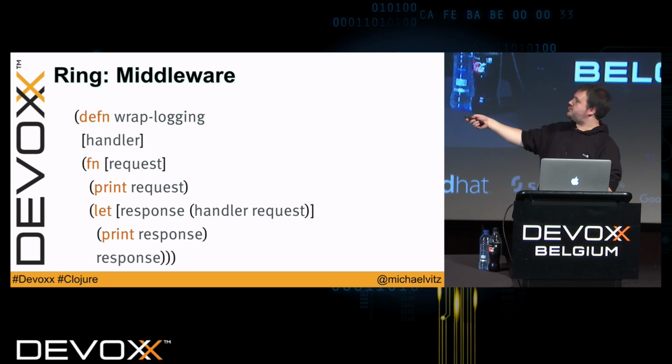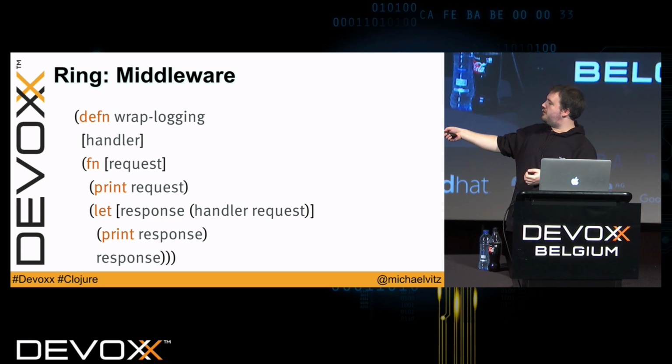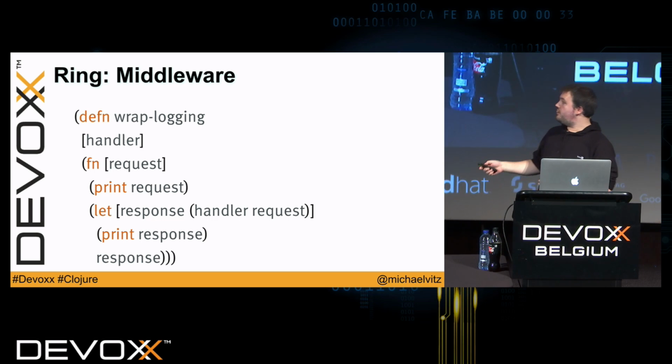And in this case, I just print the request in the beginning. Then I call through to the handler, but I don't have to. I could stop here and do some random stuff. I print the response, and finally I return the response. So basically, a logging filter could look like this.